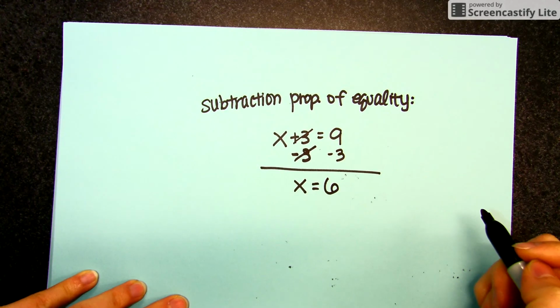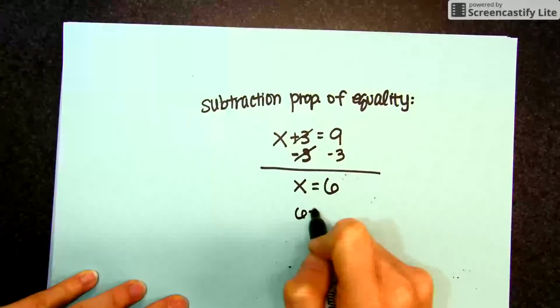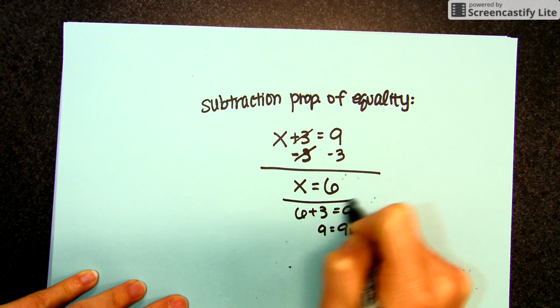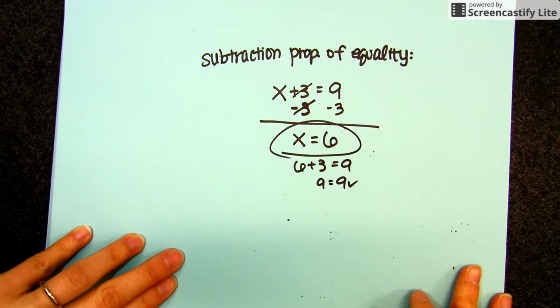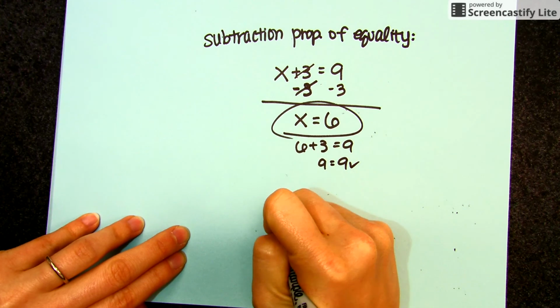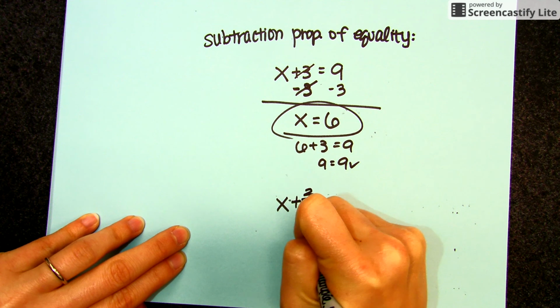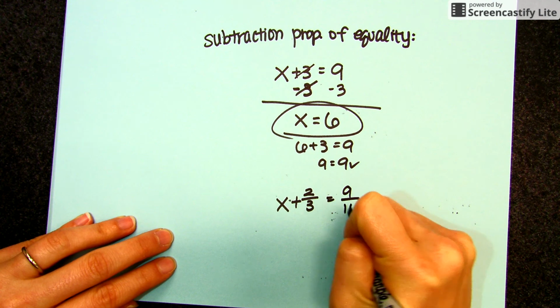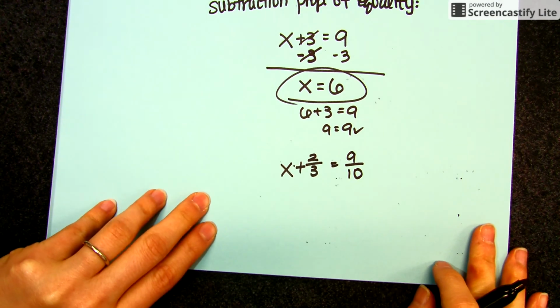9 minus 3 is 6. Plug in your answer before you circle your answer to make sure you did it correctly. So 6 plus 3 equals 9. 9 equals 9. That's true. So then you solved it correctly. So let's do another example. What if I have x plus 2/3 equals 9 over 10?